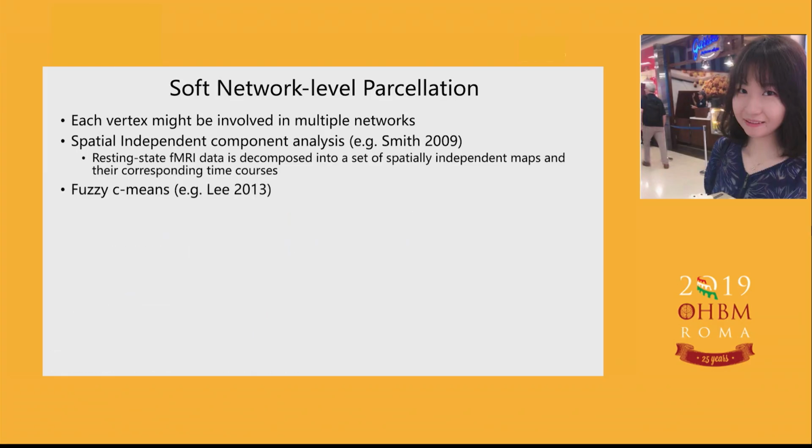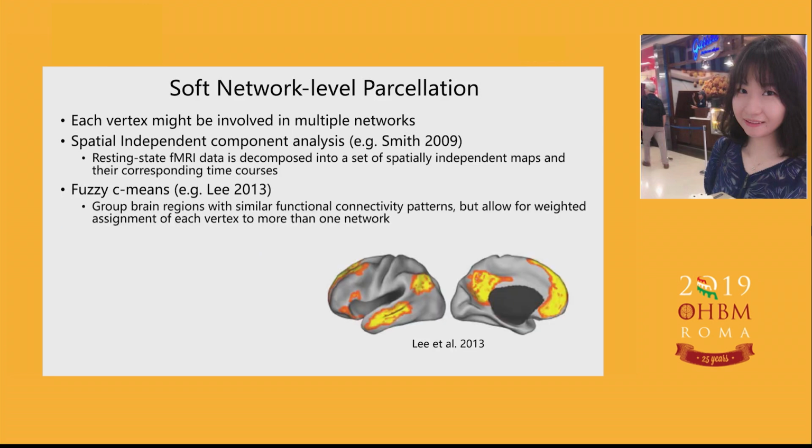Another approach to estimate soft network level parcellation is fuzzy C-means. The idea is very similar to the mixture model. It tries to group the brain regions with similar functional connectivity patterns together, but fuzzy C-means allows for weighted alignment of each vertex to more than one network. In this example, the yellow color indicates the brain regions have a higher probability to be assigned to the default network, while the red color indicates a lower probability for this.